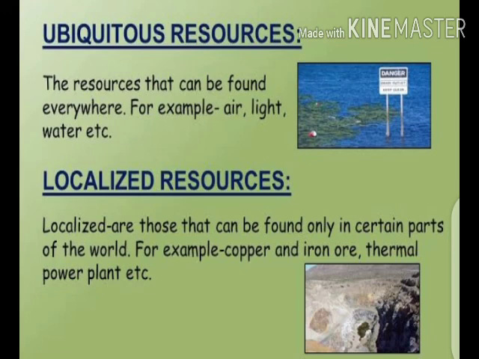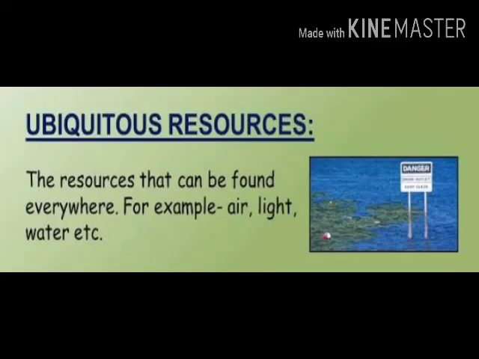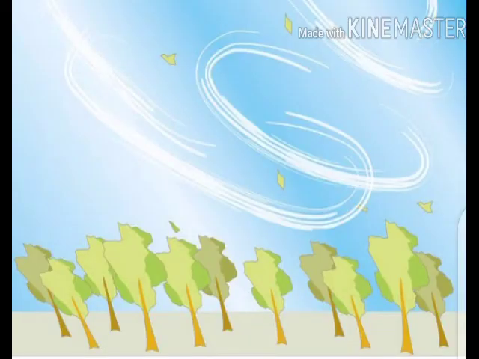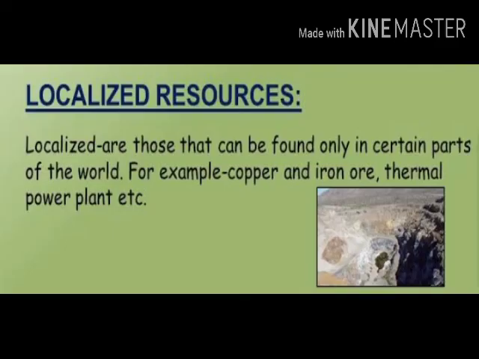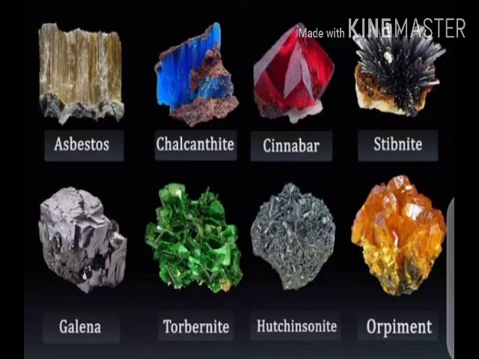Finally, on the basis of distribution, we have ubiquitous resources and localized resources. Ubiquitous resources are those which can be found in every place. For example, air. And second one is localized resources. Localized resources means the resources which are located in particular places. For example, minerals.